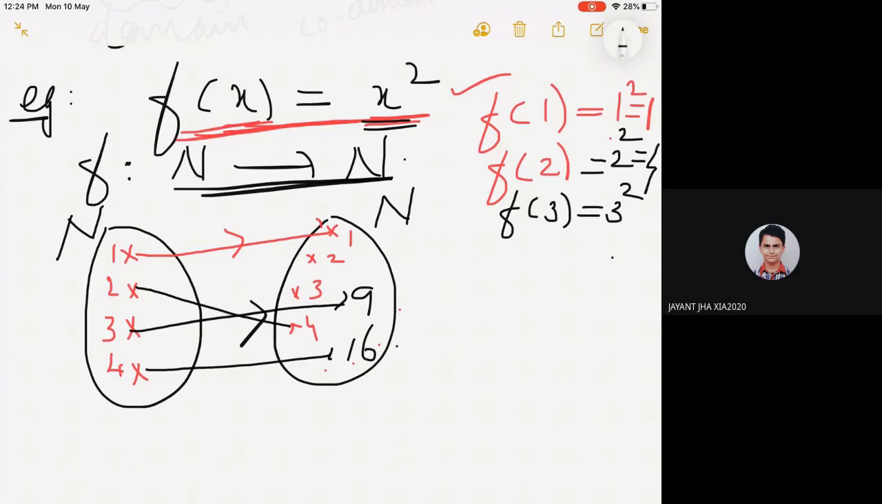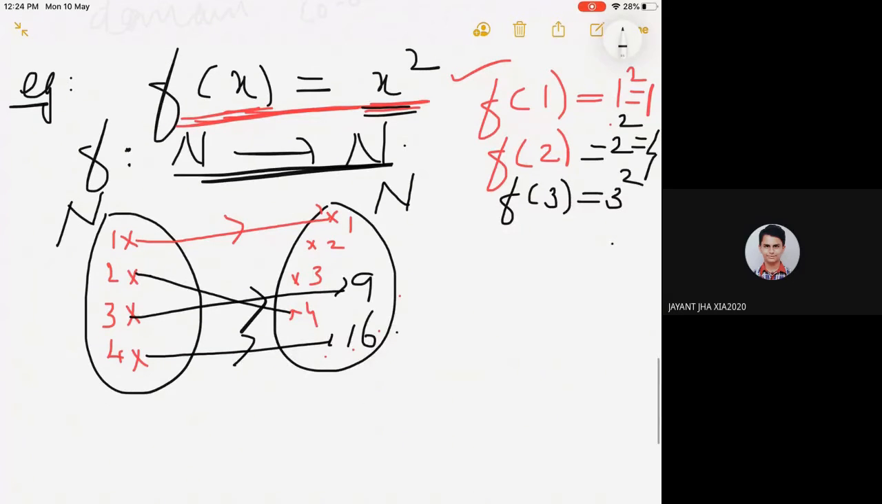So what you notice here is, see, 1 is not equal to 2. What about their images?